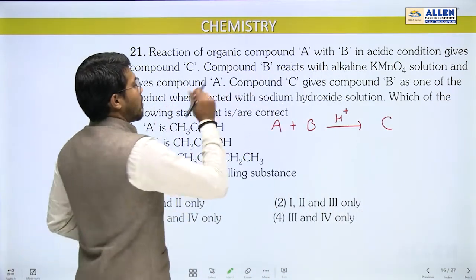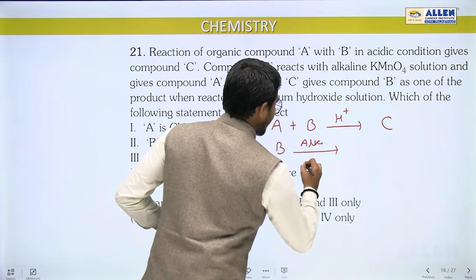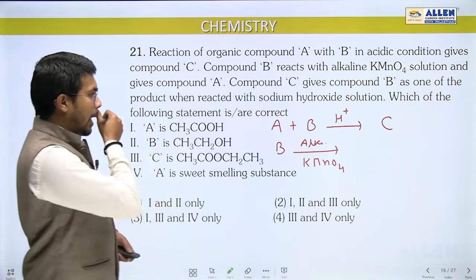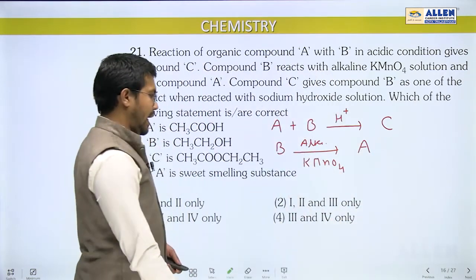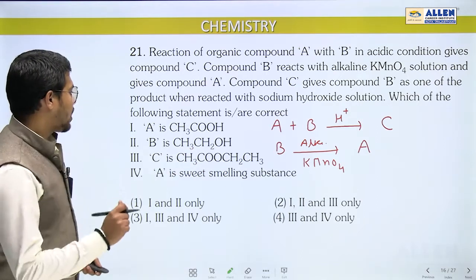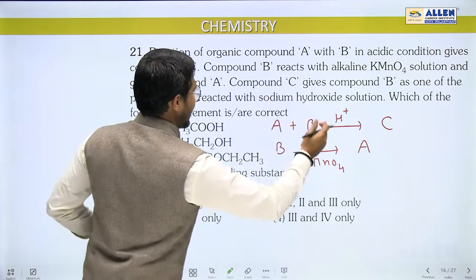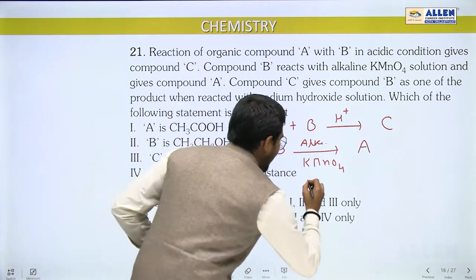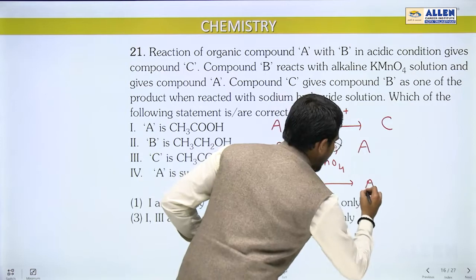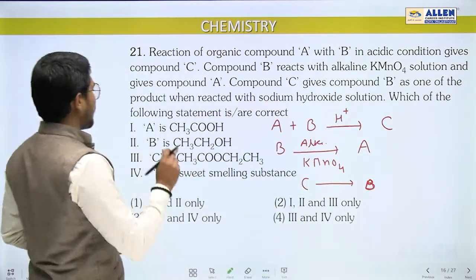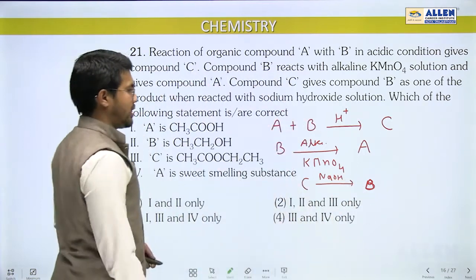Next, we have been given compound B reacts with alkaline KMnO4 solution and gives compound A. So from B again we are getting A. Now, moving on further, compound C gives compound B as one of the products when reacted with sodium hydroxide, NaOH.